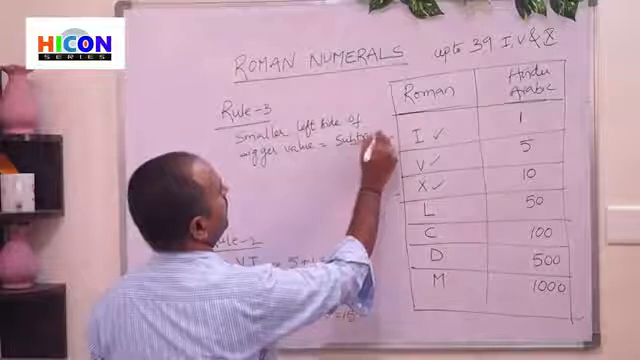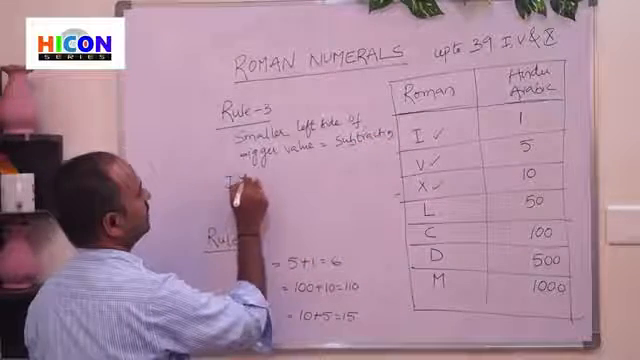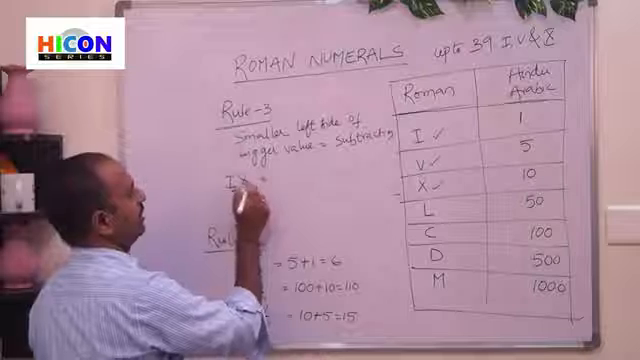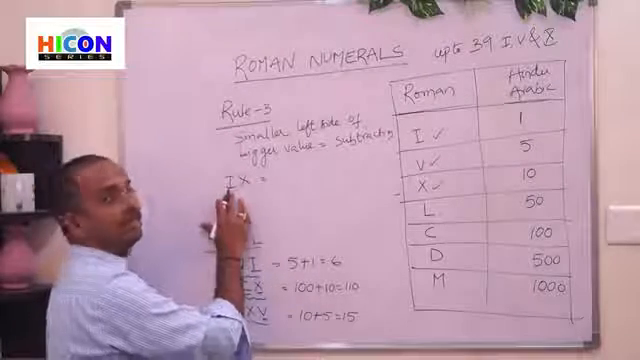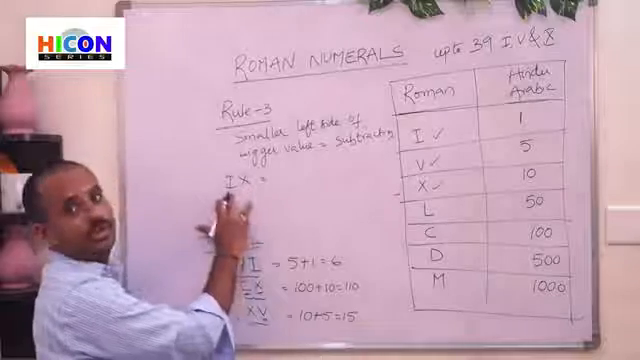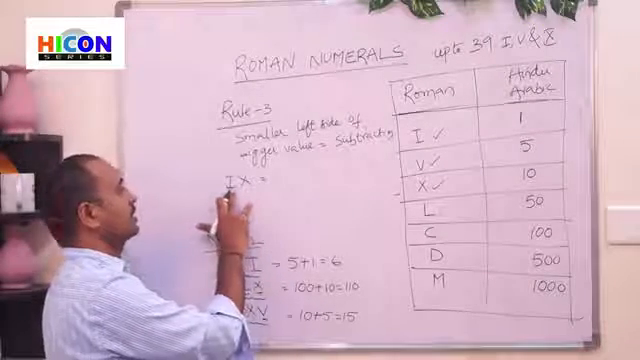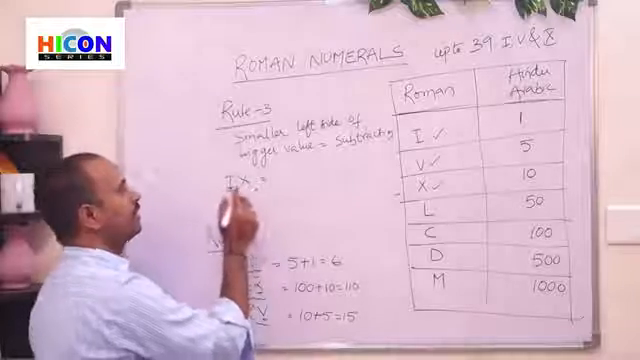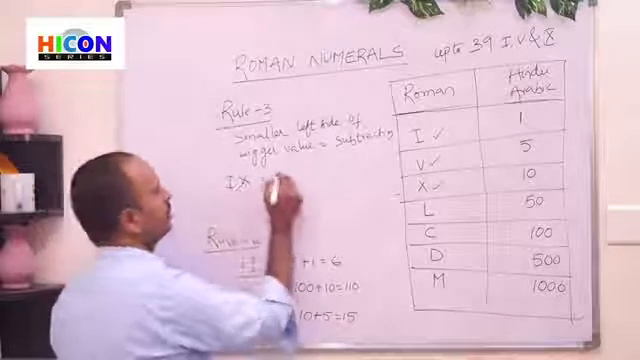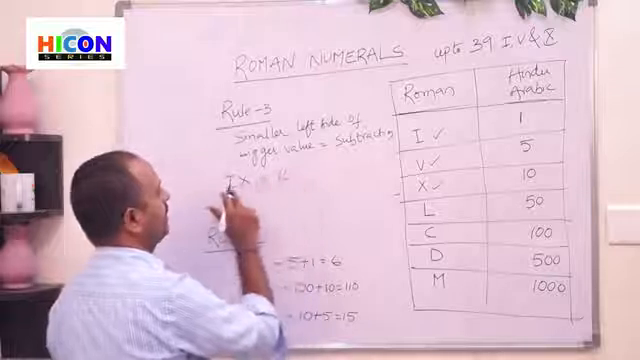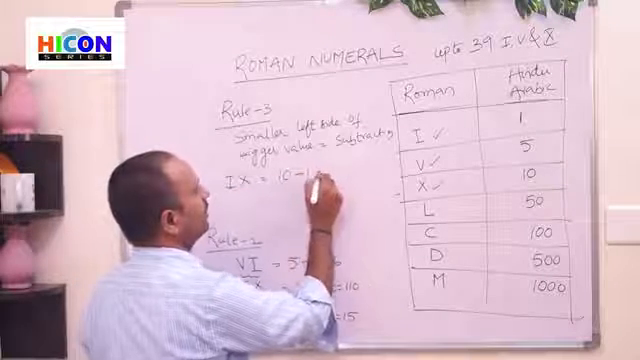So let us see an example. For example, IX. Children, here I is the smaller value, X is the bigger value. And the smaller value I is written on the left side of the bigger value. Now we have to subtract the smaller value from the bigger value. So bigger value X means 10 and smaller value I means 1. Subtract 1 from 10, we will get 9.